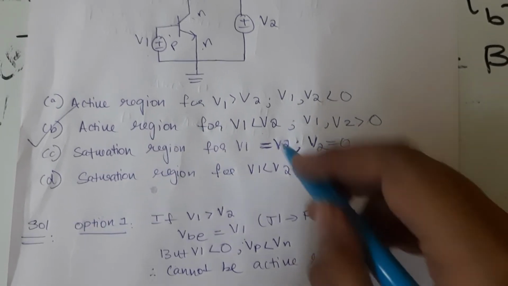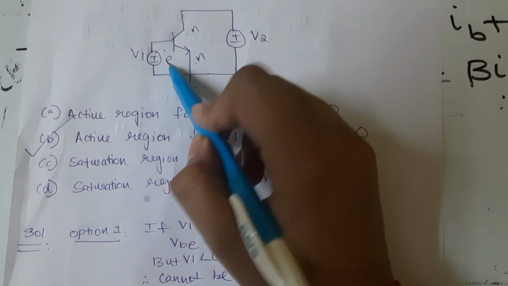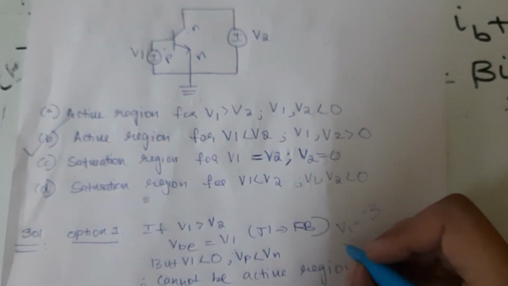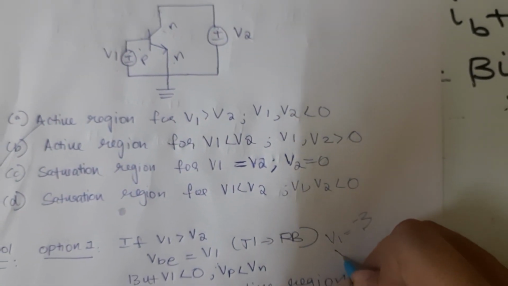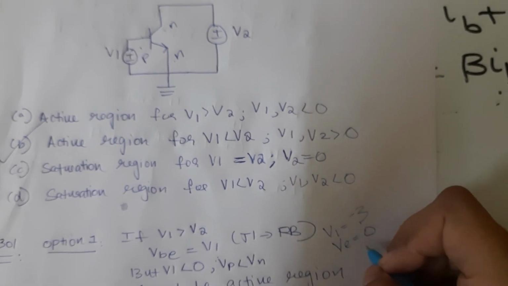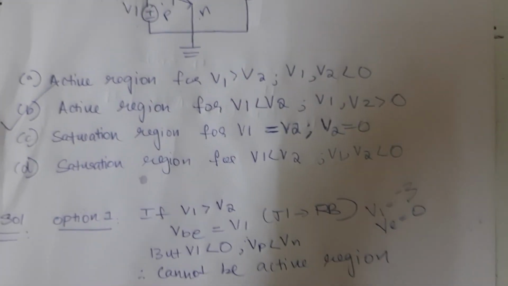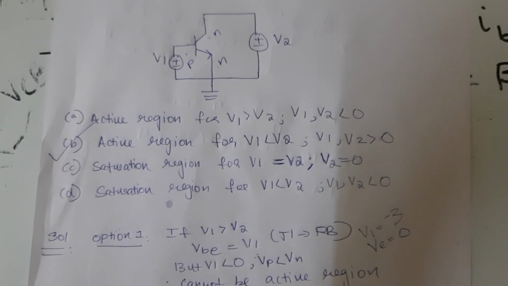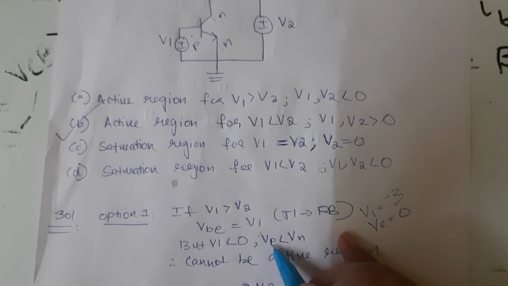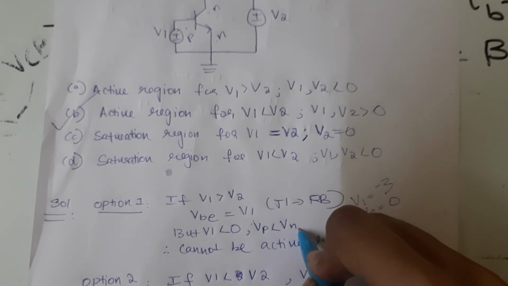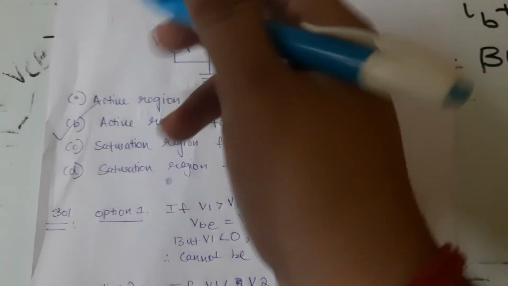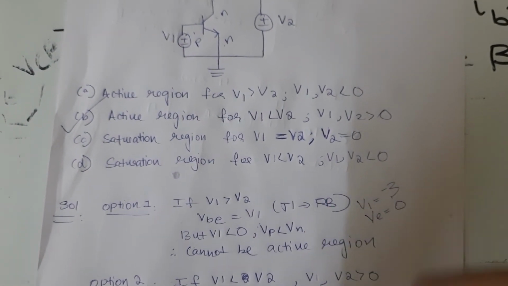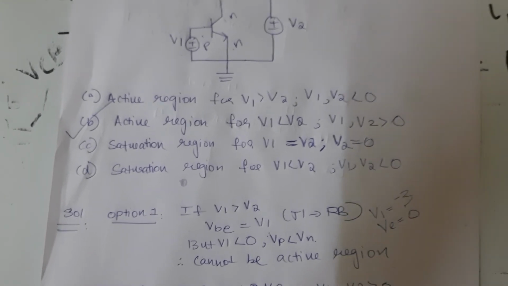But which means P terminal is given a negative voltage, but the emitter terminal is 0. So V emitter is 0. So from here we can see that it is in reverse bias. Since the P region is given, VP is less than VN, it is in reverse bias, so it cannot be in active region. As we know, for active region VBE should be in forward bias. So option 1 is cancelled.